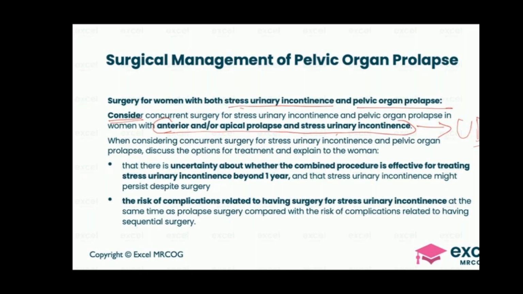Okay. When considering concurrent surgery for SUI and pelvic organ prolapse, discuss the options of treatment and explain to the woman that there is uncertainty about whether the combined procedure is effective for treating SUI beyond 1 year. And the risk of complications, because you're offering two surgeries at the same time. So what NICE mentions is that there is uncertainty about offering both the surgeries together. That is what is still mentioned in the NICE guidelines. I'll tell you what is mentioned in the COG article on continence.